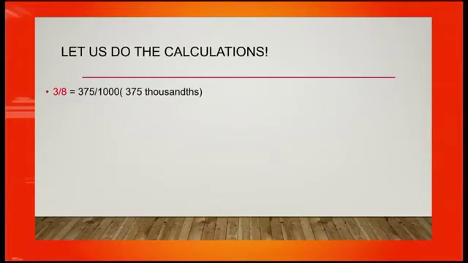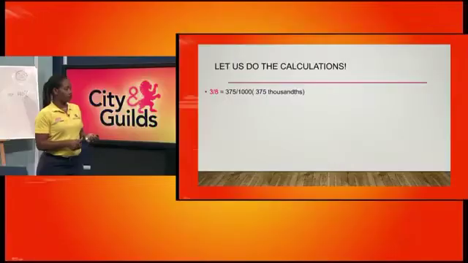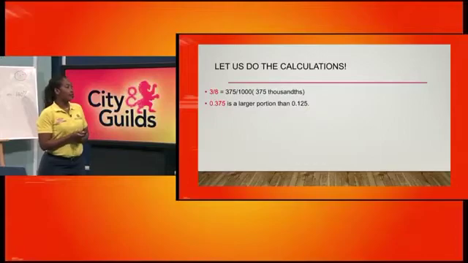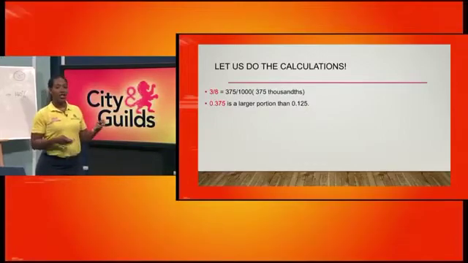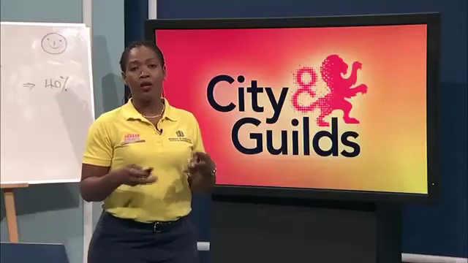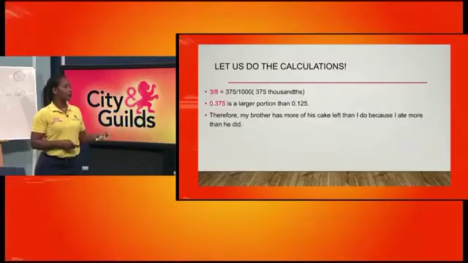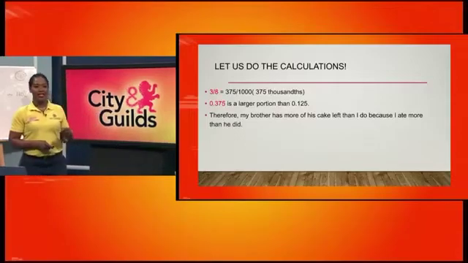375 out of 1,000. And that would give me 0.375 or 375,000th, which is larger than 125,000th. So right away, the 3/8 is a larger portion. So my brother has more of his cake or pizza left than I do, because I would have eaten more.